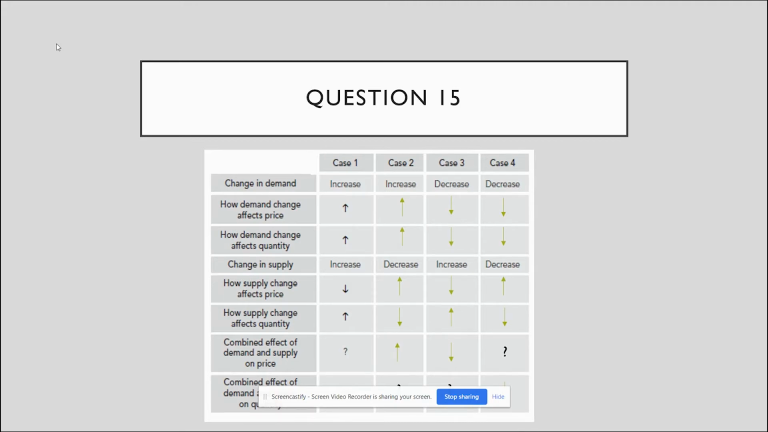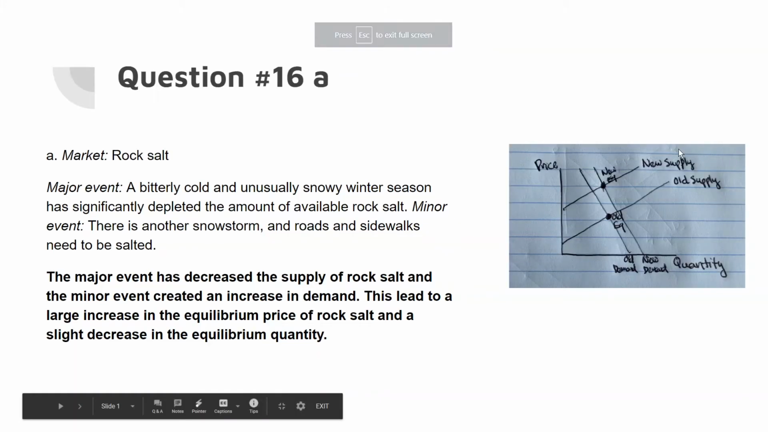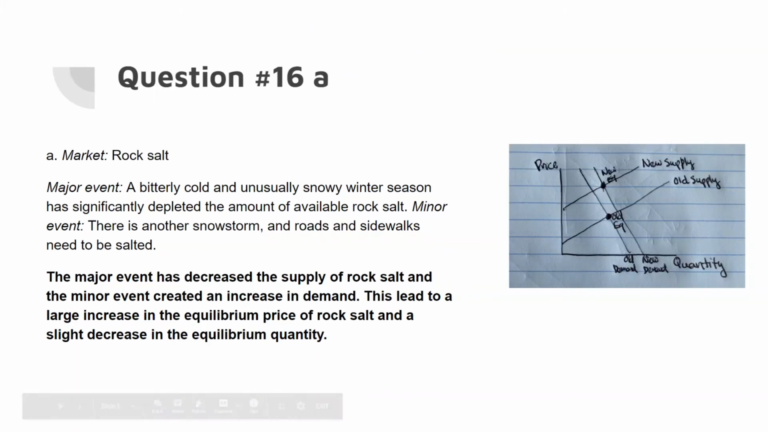on price. 16A, the circumstances that have led up to the situation were a decrease in the supply of rock salt and an overall increase in the demand due to a lot of snowstorms. So based on this, you can see that there is going to be a sizable increase in the equilibrium price and a slight decrease in the equilibrium quantity.